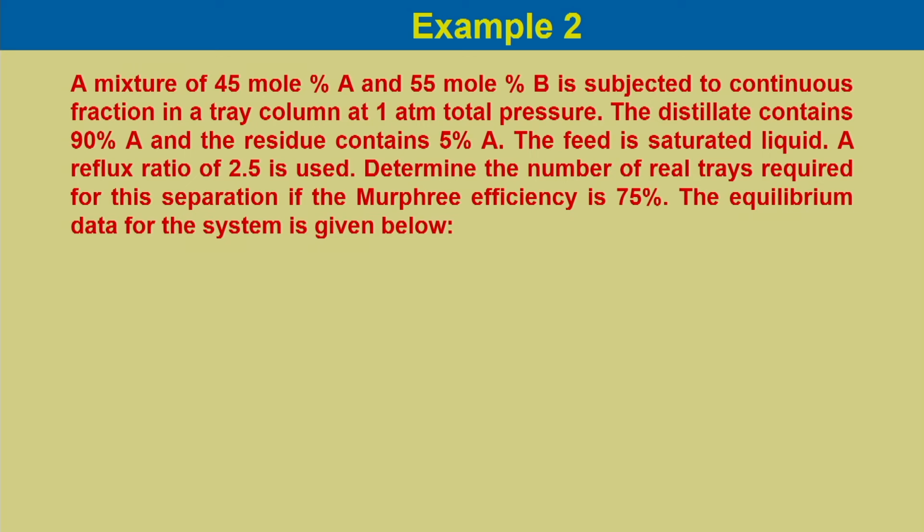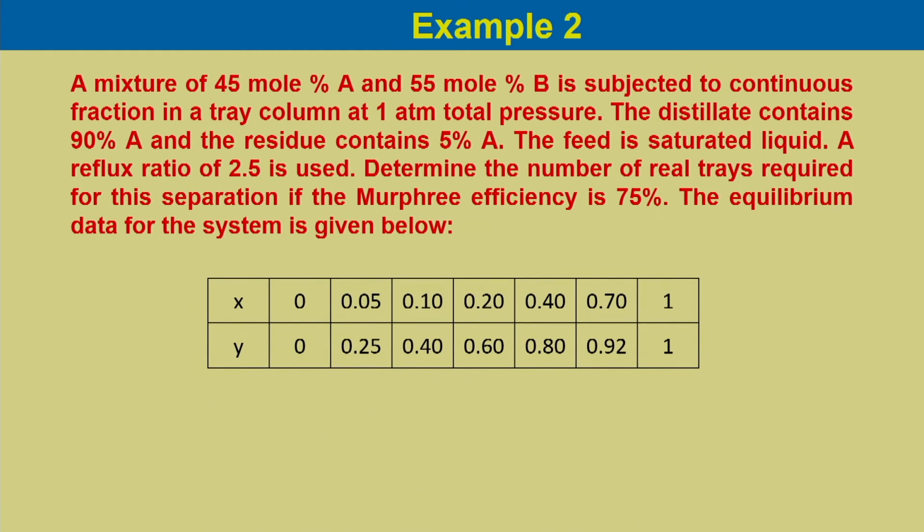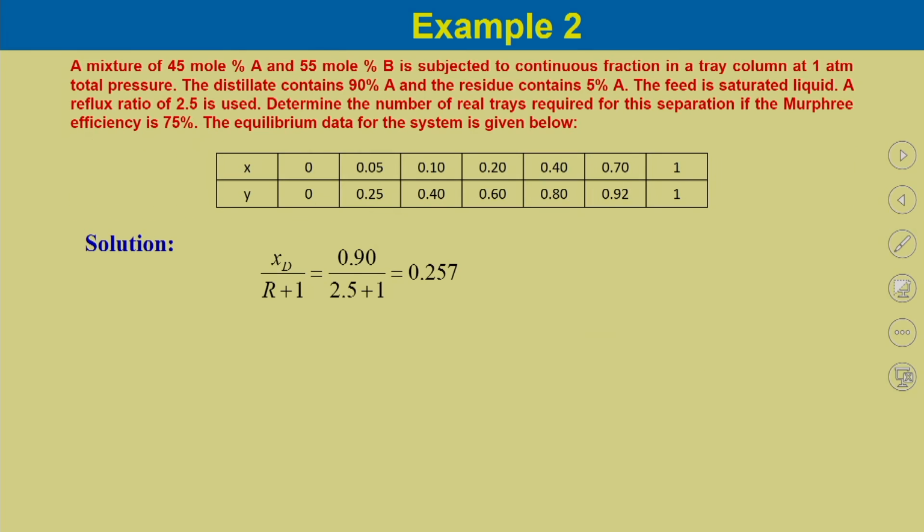The distillate contains 90% A and the residue contains 5% A. The feed is saturated liquid. A reflux ratio of 2.5 is used. Determine the number of real trays required for this separation if the Murphy efficiency is 75%. The equilibrium data for the system is given over here. This is the XY data.